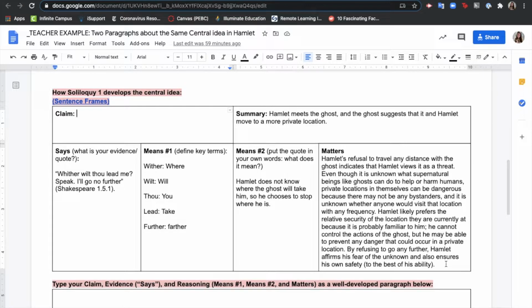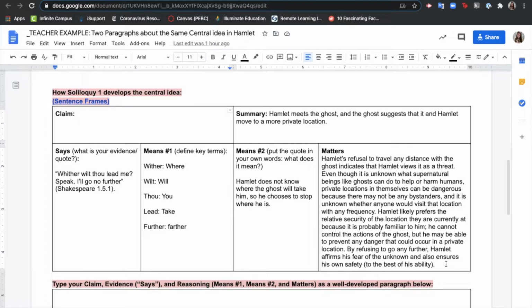And for my matters, I did some critical thinking and made some inferences and connections to that central idea. So I said Hamlet's refusal to travel any distance with the ghost indicates that Hamlet views it as a threat. Even though it is unknown what supernatural beings like ghosts can do to help or harm humans, private locations in themselves can be dangerous because there may not be any bystanders, and it is unknown whether anyone would visit that location with any frequency. Hamlet likely prefers the relative security of the location they are currently at because it is probably familiar to him. He cannot control the actions of the ghost, but he may be able to prevent any danger that could occur in a private location. By refusing to go any further, Hamlet affirms his fear of the unknown and also ensures his own safety, to the best of his ability.